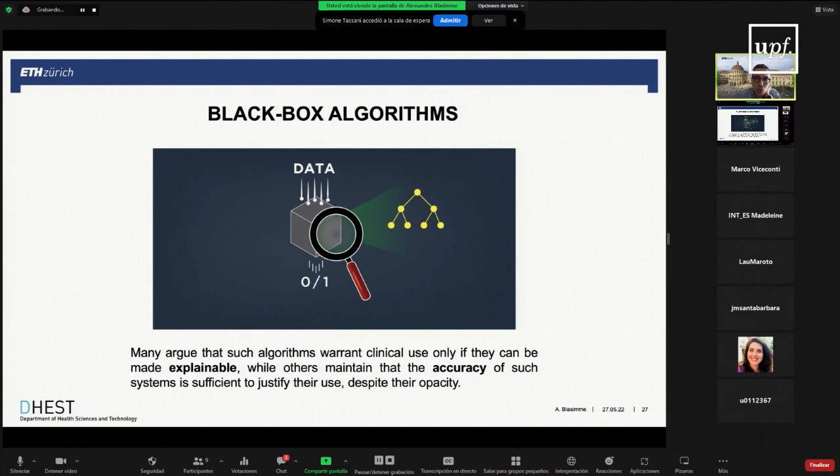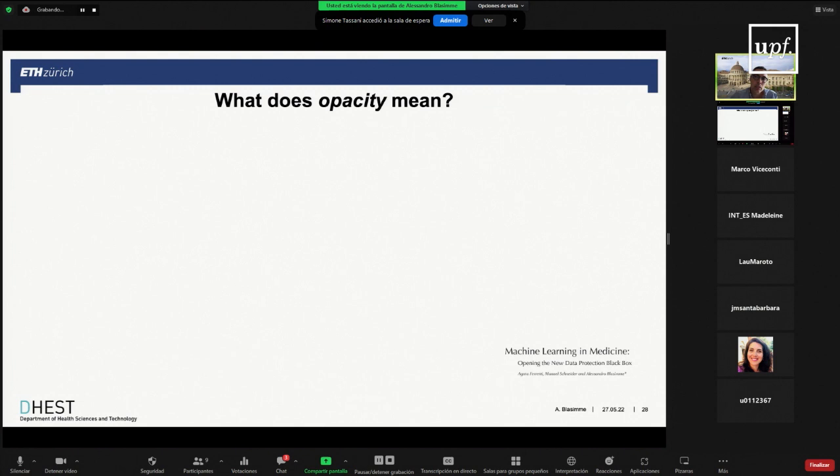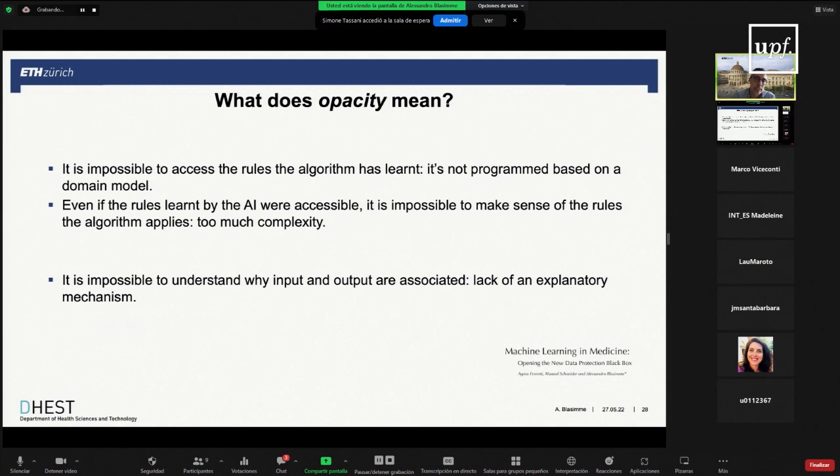But what do we mean by opacity? What do we mean by lack of explainability? Well, different people mean different things. This is an overview of the most common understandings of opacity: the impossibility of accessing the rules that an algorithm has learned, or the impossibility of making sense of them due to excessive complexity. Or, the last option, an algorithm is said to be opaque when it is impossible to understand what associates input and output from a mechanistic point of view.